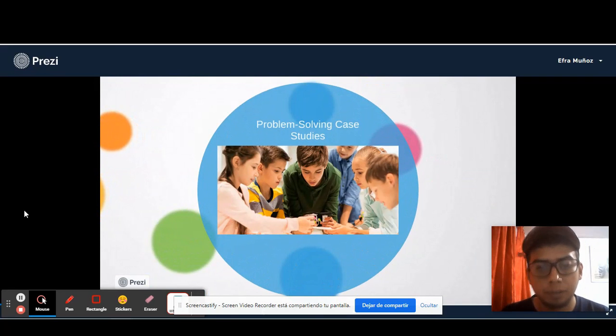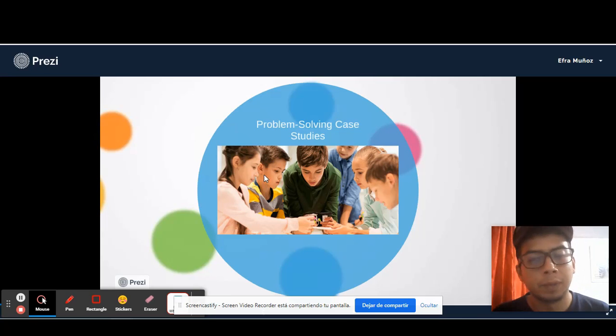Okay, let's continue with the problem-solving case studies. These strategies involve analyzing an instance of real life or an event to gain a greater understanding of what could be done in the same way or differently in future events. It is an ideal assessment tool for students as it helps to bridge the gap between theory and practice.